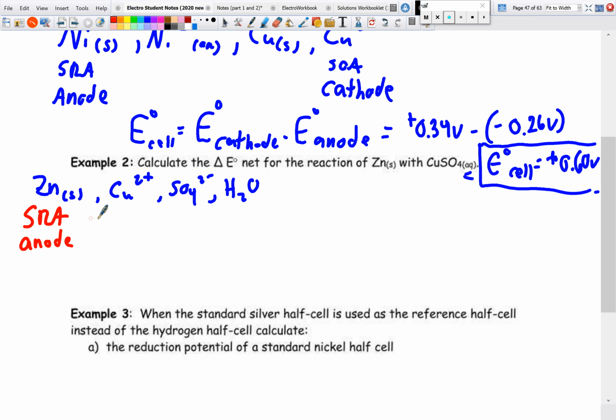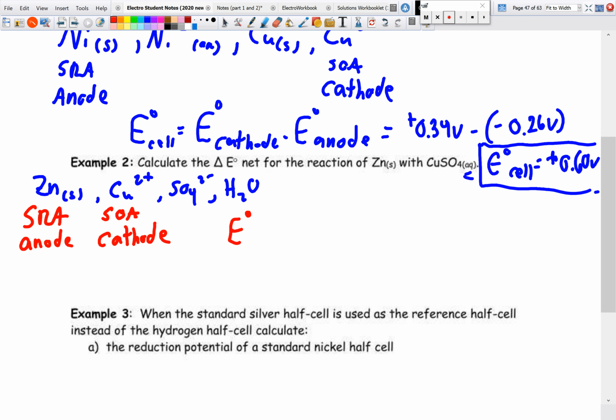And then we are going to find copper 2 plus is our strongest oxidizing agent. Sorry. Strongest oxidizing agent is always reduced. Reduction happens at the cathode.